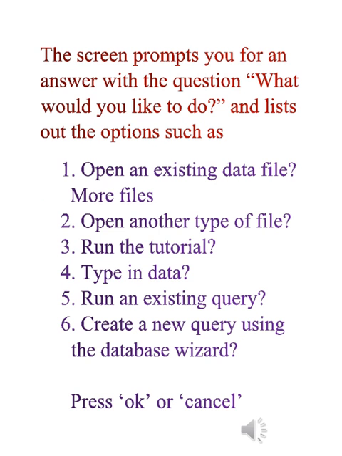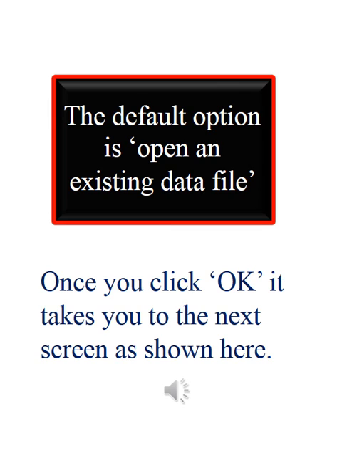The screen prompts you for an answer with the question, "What would you like to do?" and lists out the options such as: 1. Open an existing data file. More files. 2. Open another type of file. 3. Run the tutorial. 4. Type in data. 5. Run an existing query. 6. Create a new query using the database wizard. Press OK or cancel. The default option is open an existing data file. Once you click OK, it takes you to the next screen as shown here.